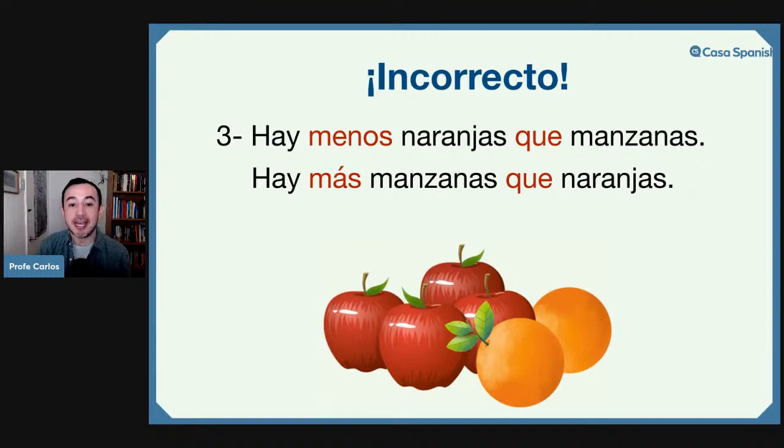We have 2 options here, right? We can say hay menos naranjas que manzanas o hay más manzanas que naranjas. In this case, we're using a noun, not an adjective, but I just wanted to show you that the structure actually is the same, but we're using that más.